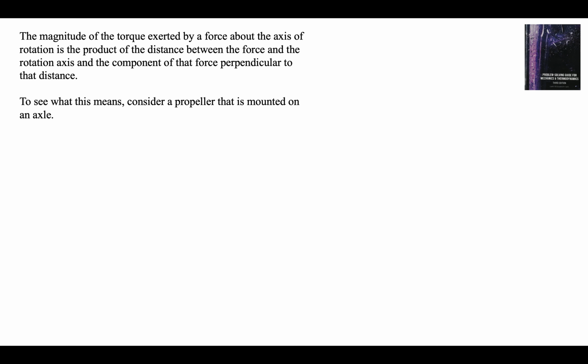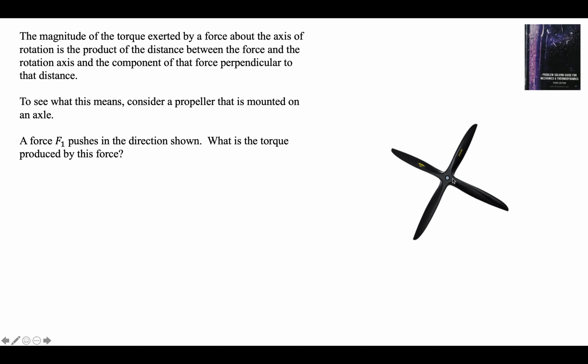To see what this means, consider a propeller mounted on an axle. So there's a propeller, it's mounted on an axle, and we're going to put a force on it to rotate it. Here's F1, pushing here. What's the torque produced by this force? We need to know how far it is away. Let's put that in. There's the axis of rotation, this gray dot. That's the distance away. And this is the force.